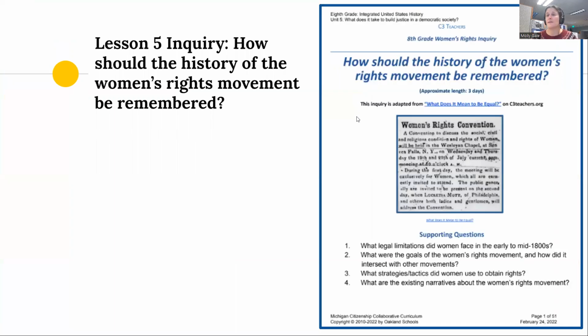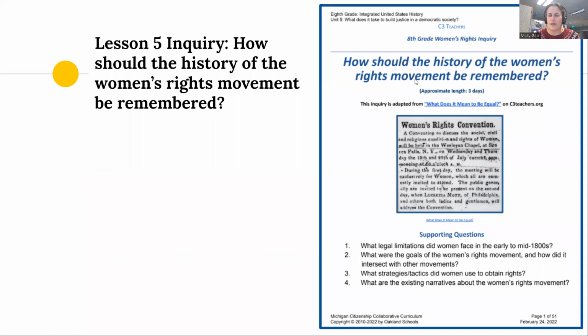So the final lesson of the unit, because again, this is a 5-lesson unit, it's just 3 weeks. Students engage in an inquiry about the women's rights movement. This is set up as an inquiry in the IDM blueprint. So it will look very similar in setup to the inquiry students did in Unit 5 about slavery.